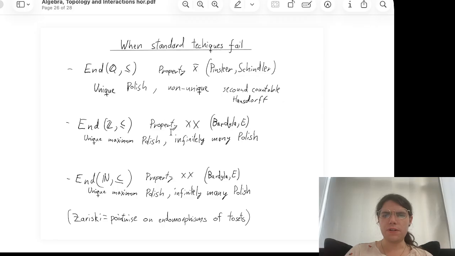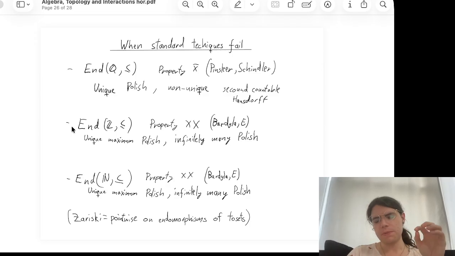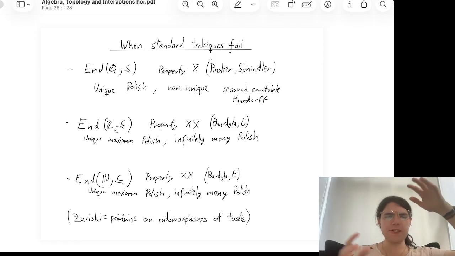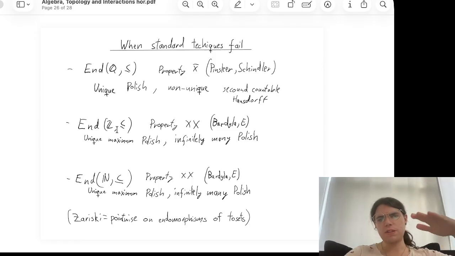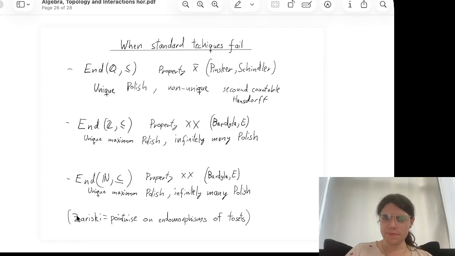These two don't have a sort of... It's not like the unique Polish topology. In fact, these both have infinitely many Polish semigroup topologies, it turns out. But the smallest one is the pointwise topology, and there's this big one, which is basically the pointwise topology, but you make some stuff near the bottom discrete, because you can get away with that in these cases.